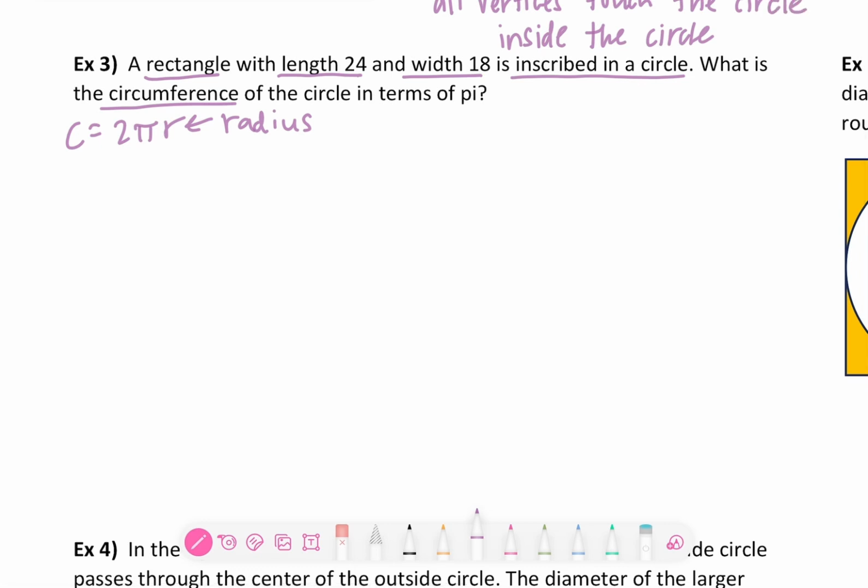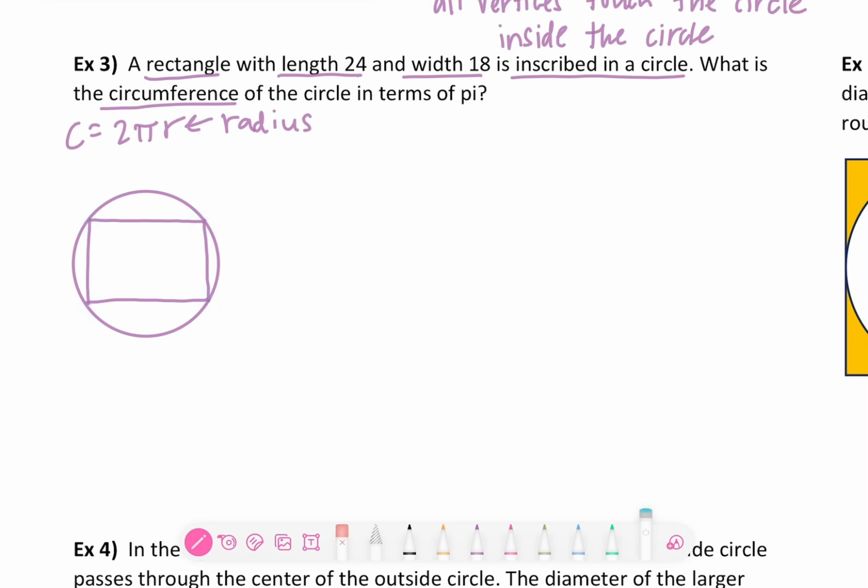So I'll show you what that would look like. So we'd have a circle here, okay? And we'd have a rectangle. So I'm going to do my best to draw a rectangle in there. And all of the vertices, they just touch the circle. They don't go across it. They're not inside of it. They are just touching that circle.